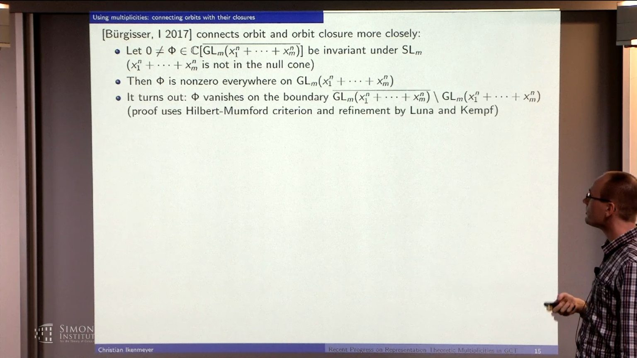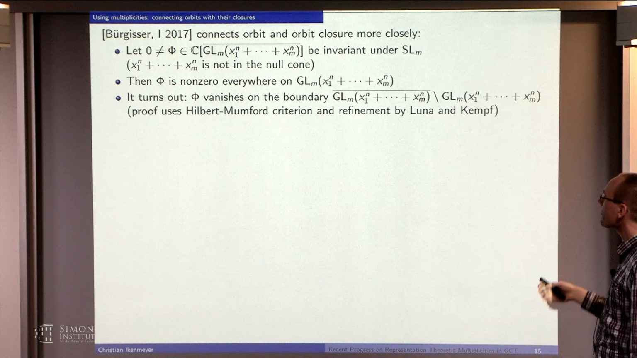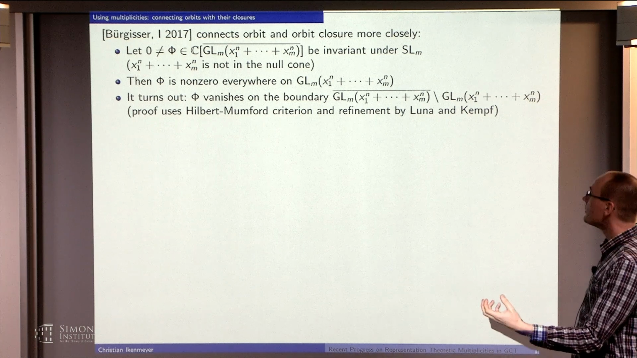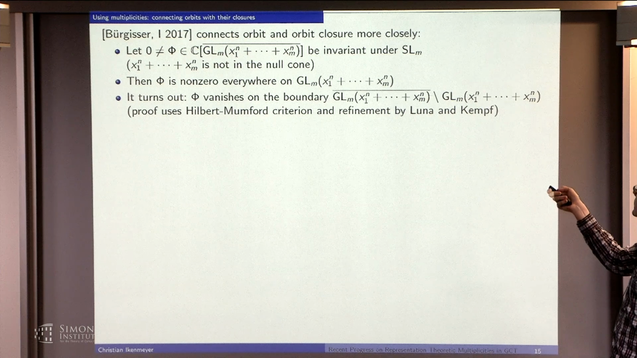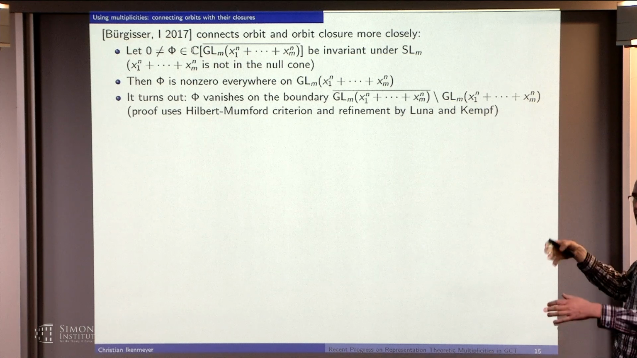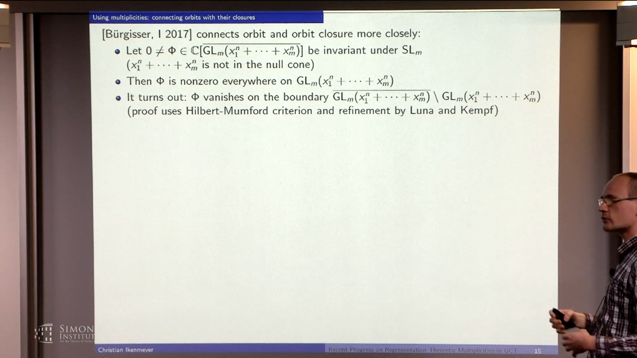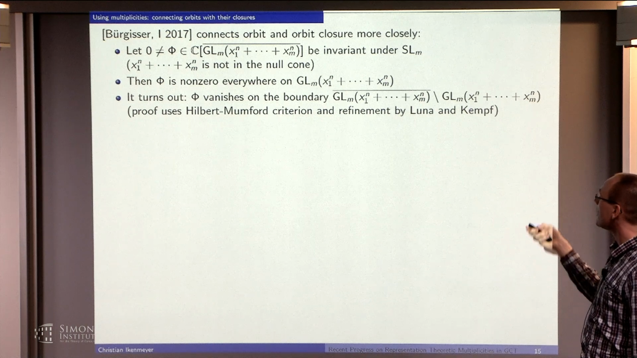It's non-zero everywhere on the orbit, but if we study it further and ask where it vanishes, you have the whole orbit closure, and it turns out that it vanishes on the boundary. Outside of that, we don't really care. We're looking at the closure, and inside the closure there's the orbit, and the vanishing set of our invariant is exactly the boundary.